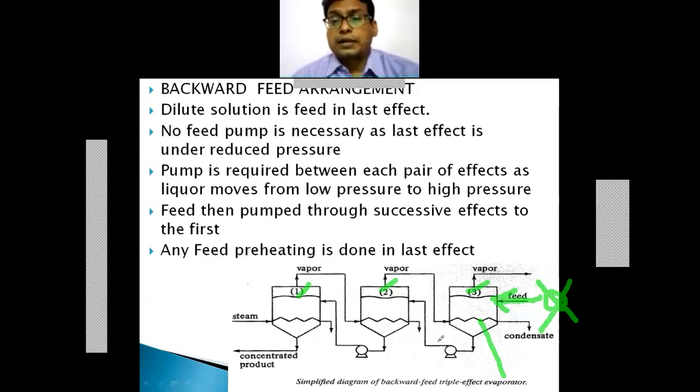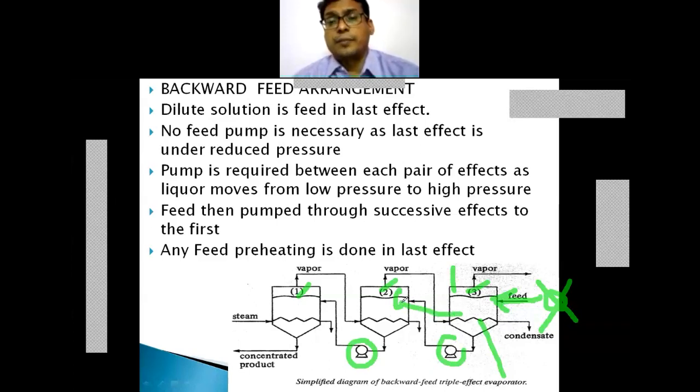Then the pump will be required in these intermediate steps, as this is at lower pressure and this is at a higher pressure. So from lower pressure to higher pressure you will definitely require a pump. Again, here also from lower pressure to higher pressure you will definitely require a pump. So feed is pumped through the successive effects to the first stage.